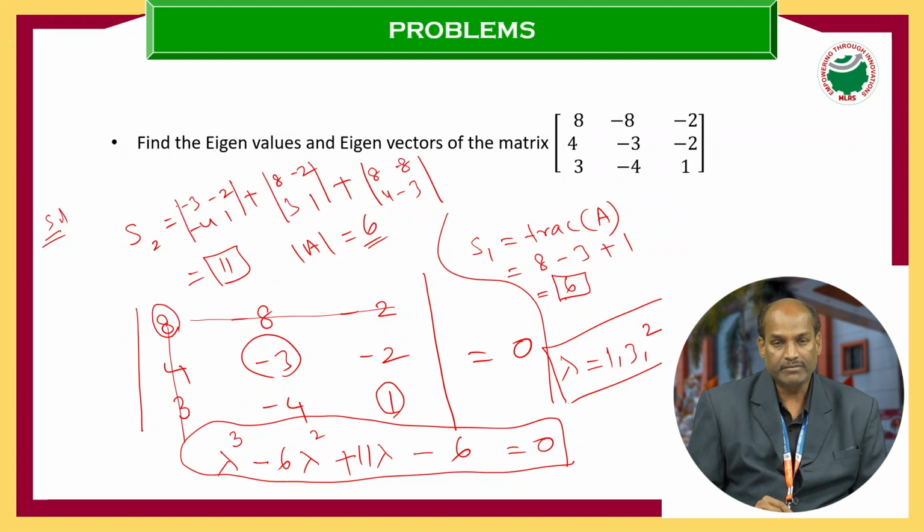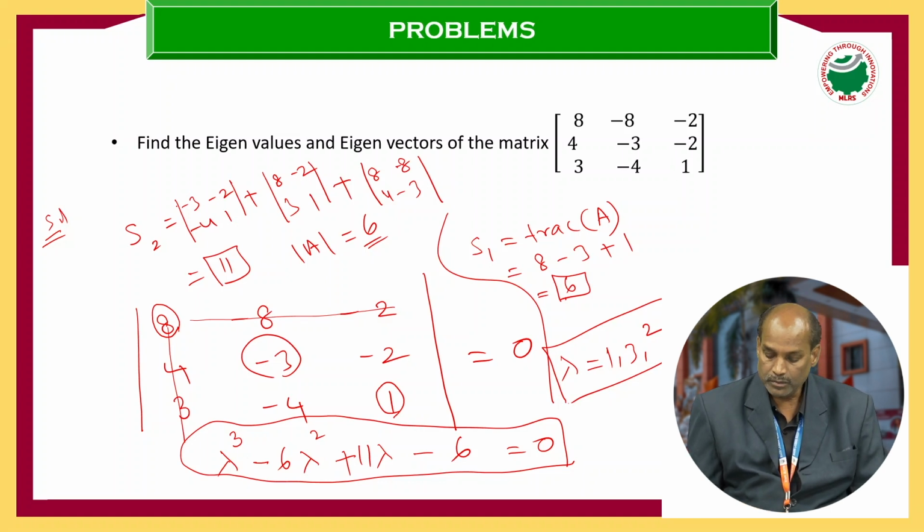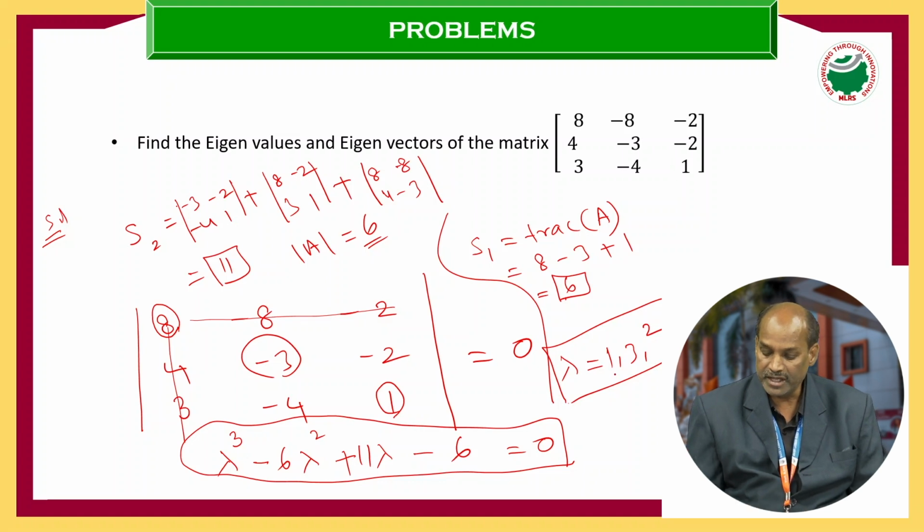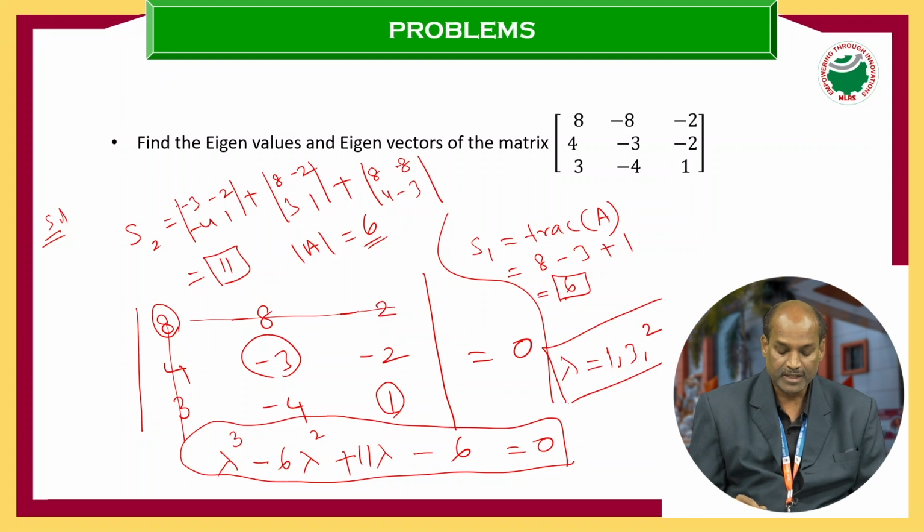Now after finding eigenvalues we have to check whether our answer is correct or wrong. How? There is one property: the sum of the eigenvalues is equal to the sum of the diagonal elements. What is the sum of the eigenvalues? 1 plus 3 plus 2, how much total? 6. Similarly, what is the sum of the diagonal elements? 8 minus 3 plus 1, that is 6. So if this property holds, then our answer is correct.